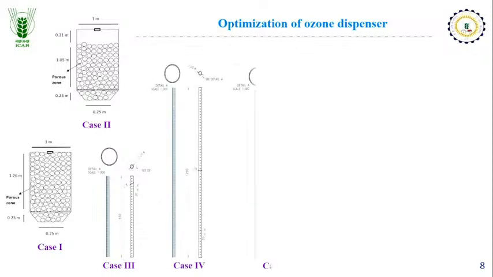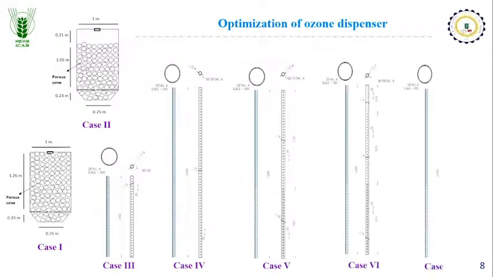We ran almost seven cases. Three phases we did. In the first phase we checked the effect of the headspace on distribution. Then in the second phase we used a half dispenser as well as a full dispenser. And in the third phase we used different full dispensers with different aperture sizes.